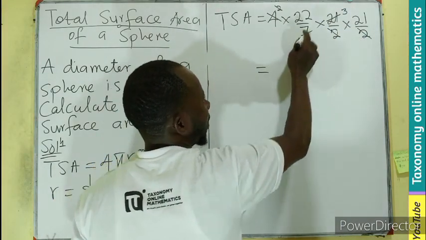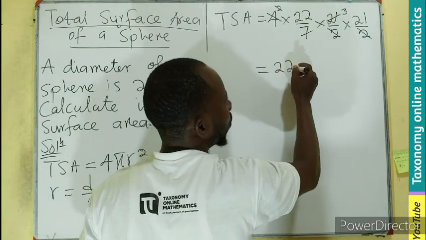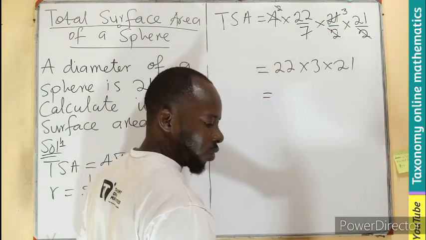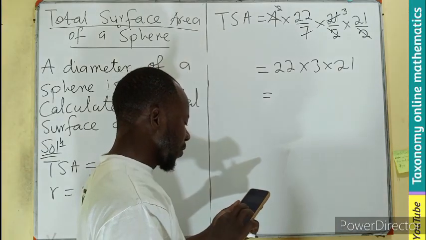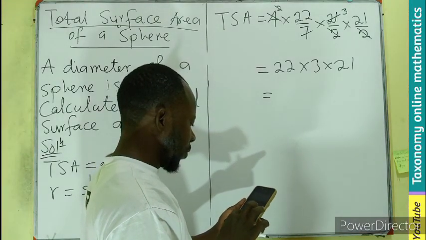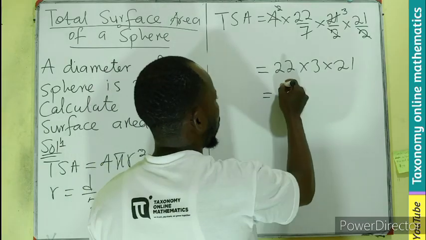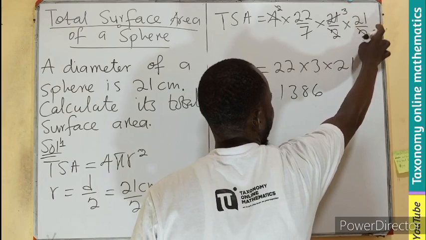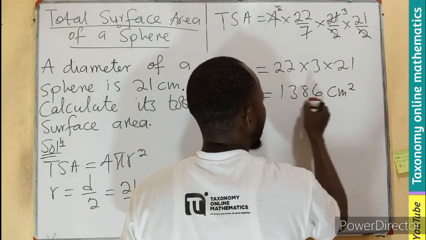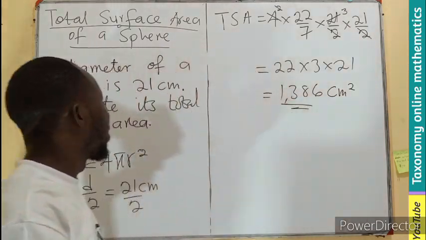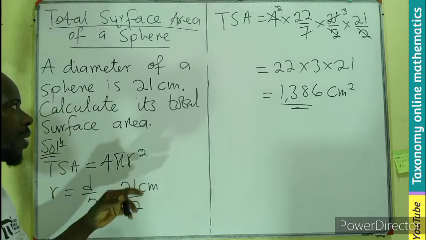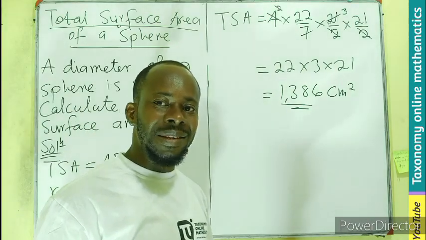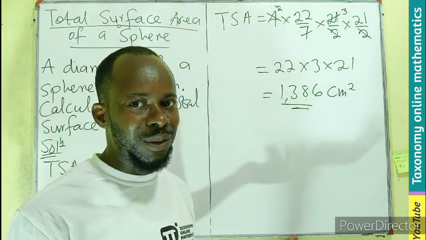So what am I left with? I am left with 22 times 3 times 21. If you multiply that on your calculator, you'll have 1,386. Don't forget centimeter times centimeter gives you centimeter squared. So the total surface area of a sphere of diameter 21 centimeters will be 1,386 centimeters squared. I guess you follow.